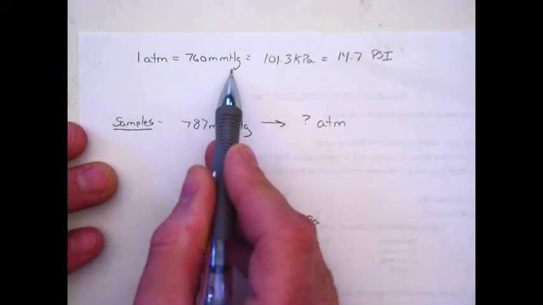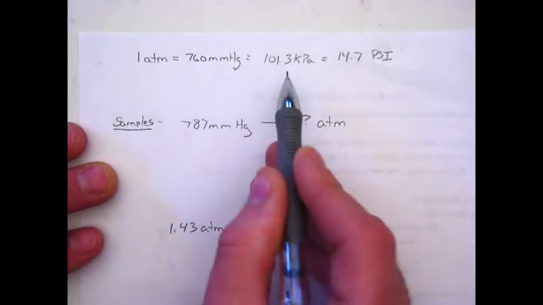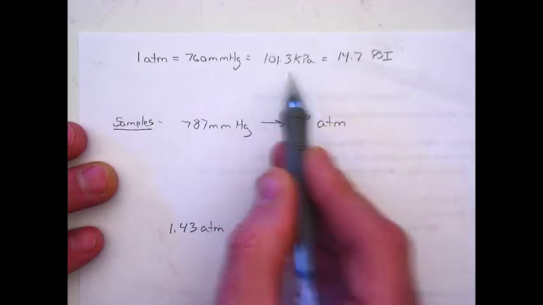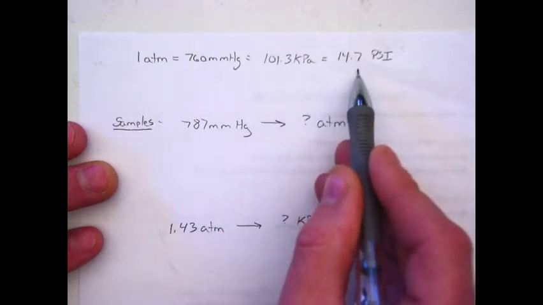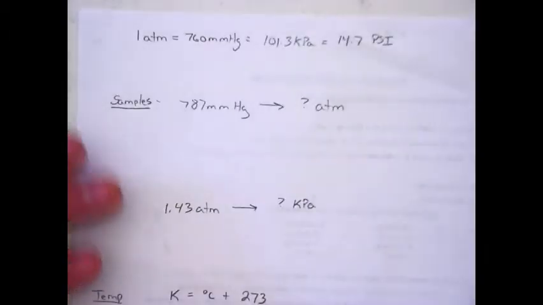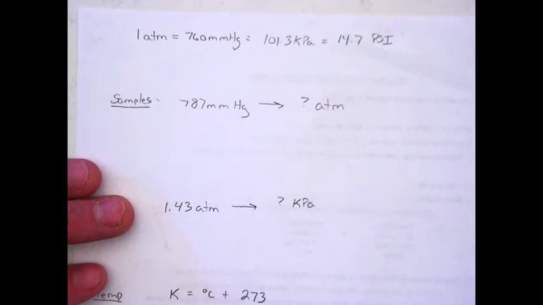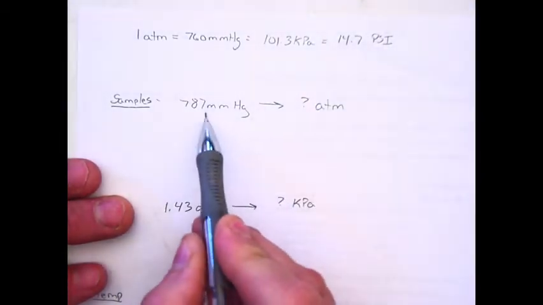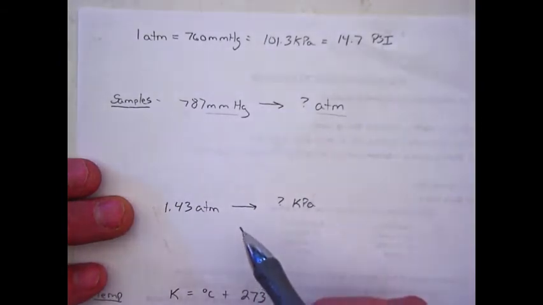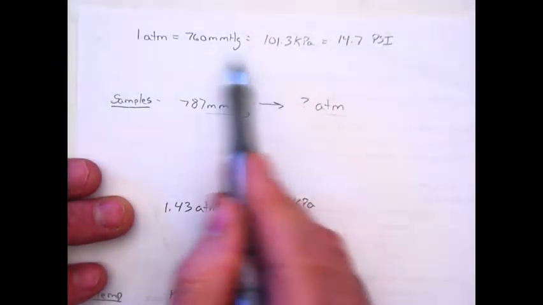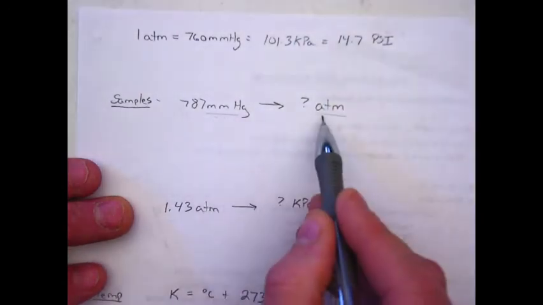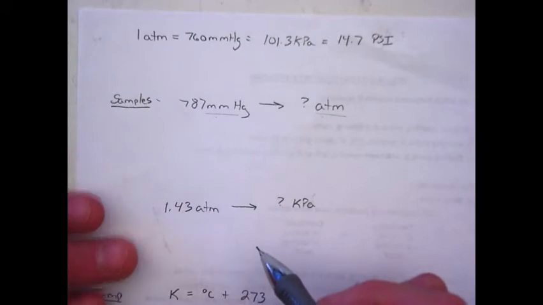equal to 760 millimeters of mercury, which is equal to 101.3 kilopascals, which is equal to 14.7 pounds per square inch, psi. A typical problem may involve the conversion, for example, of millimeters of mercury to atmospheres. We simply use that part of this equality that converts between millimeters and atmospheres in order to solve.